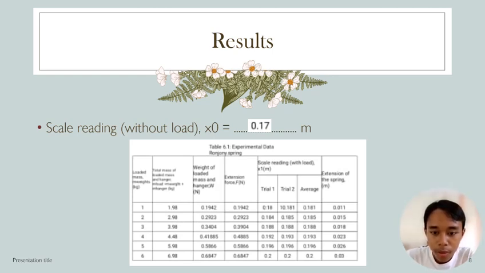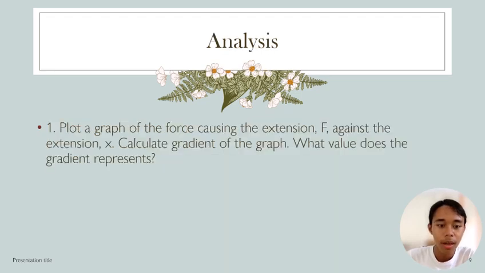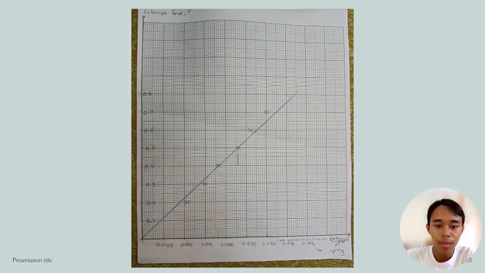The extension of the spring is 0.011, and there are other loaded masses that you can see in this table. For the analysis, first plot a graph of the force F against the extension X, and calculate the gradient of the graph. So what does the gradient represent? So this is the graph that we made, and this is the graph we get.